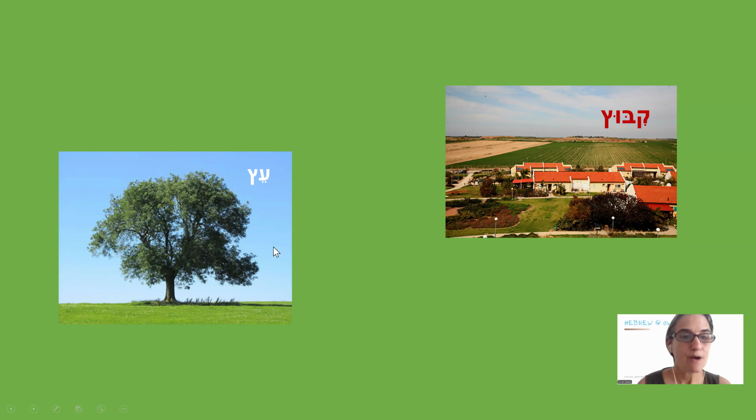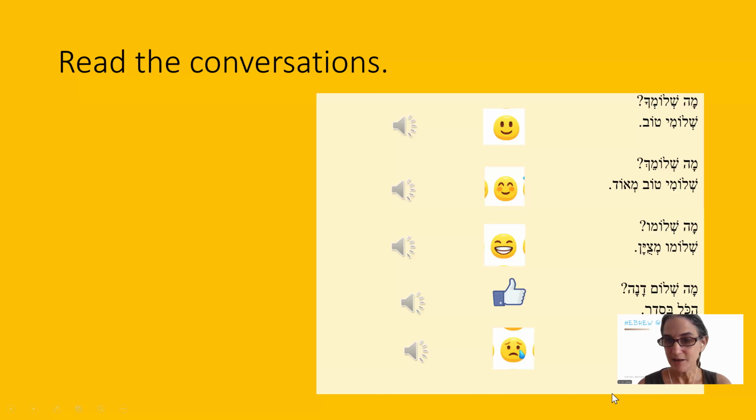And also, you remember we said that the final tzaddik looks a little bit like a tree, and maybe because of that, we also have the word etz for a tree. It's ending with the final tzaddik. So moving on, let's do a little bit of reading.